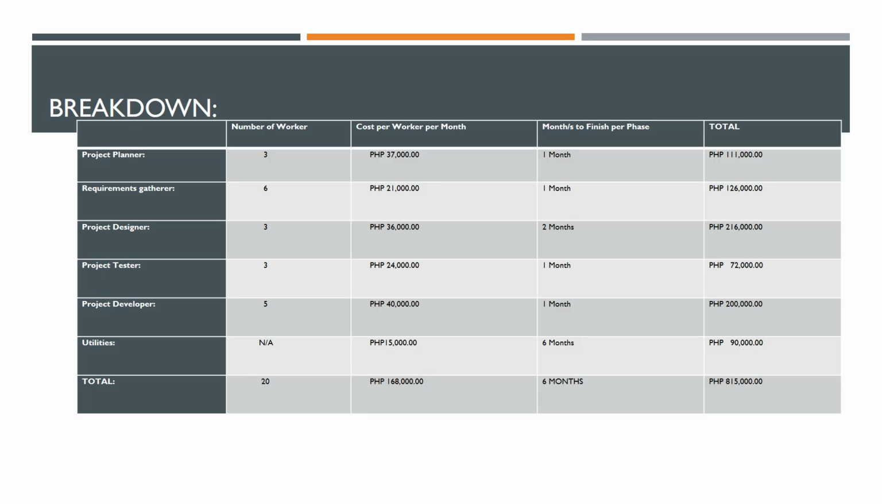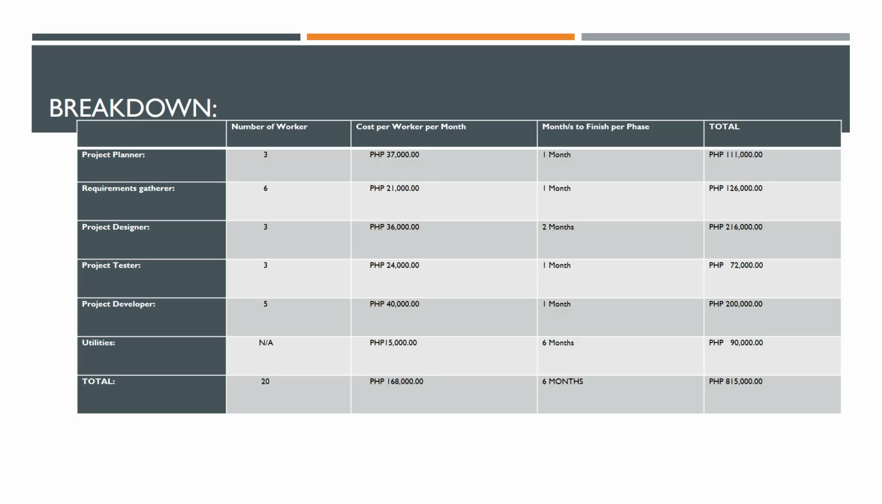So we have six numbers of worker in the requirements gatherer. Cost per worker per month is 21,000. So 1 month to finish the phase, it would take 126,000 pesos. And we have three project designer, and their cost per worker per month is 36,000, and it would take 2 months to design the project, so that would be 216,000 pesos.